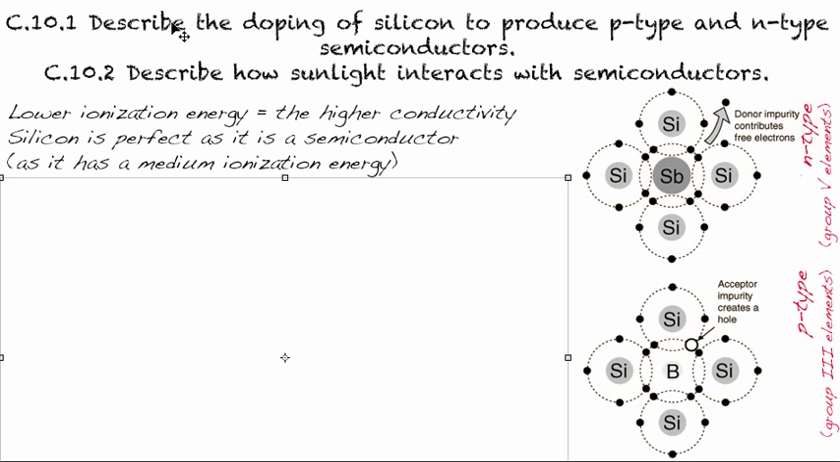In this video, we're going to describe the doping of silicon to produce P-type and N-type semiconductors. That means they conduct in certain conditions, and describe how sunlight interacts with semiconductors. So really, this is the solar panel video, and you can sort of get some impressions from your real-world connotations of doping. Doping means having a foreign substance inside. So we're going to be mixing in some different elements with silicon to try and create some interesting properties that allow us to make photovoltaics.